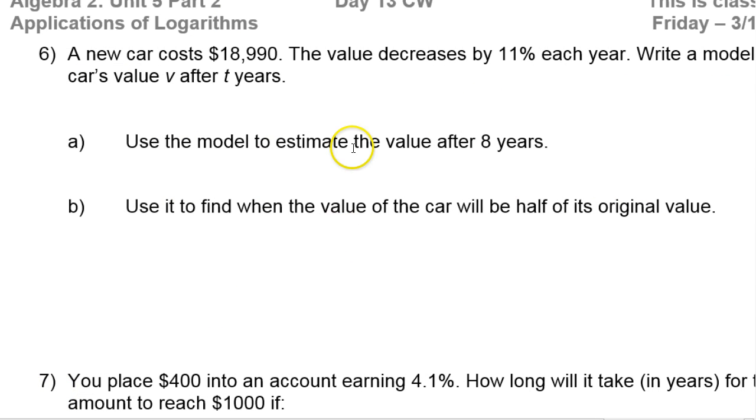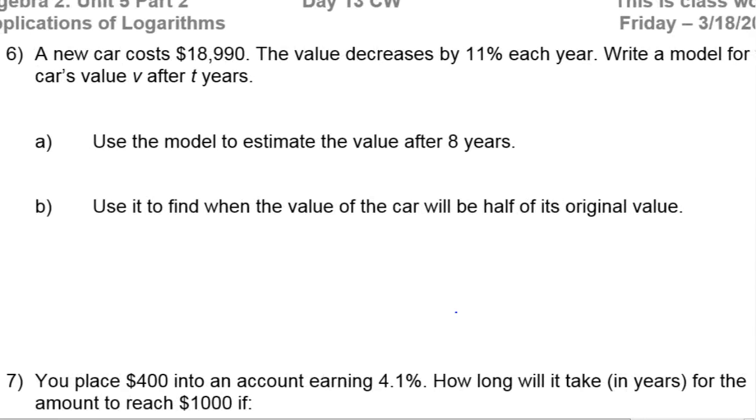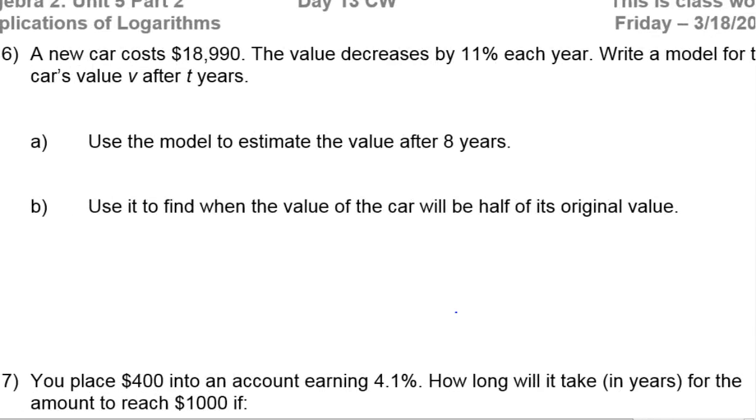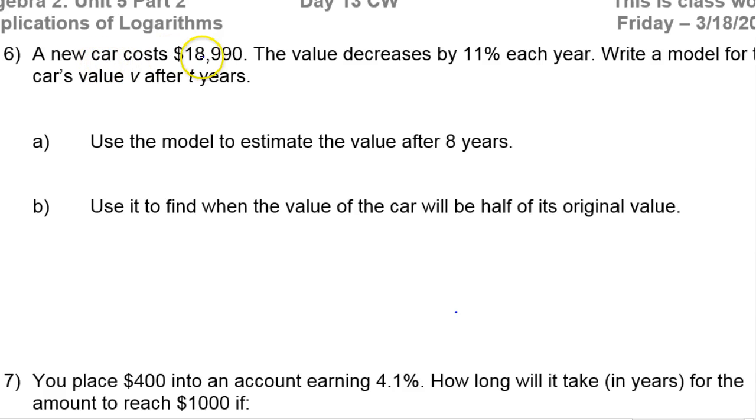All right, let's go ahead and do one more problem on this video. Problem number 6. Okay, so we have a car and the initial value is $18,990. First, let's write the model. So this is just basic exponential growth. So we're talking about the model that's just the amount, 1 plus the rate, to the power of time. That's just your basic exponential growth. It's not compound interest or anything.